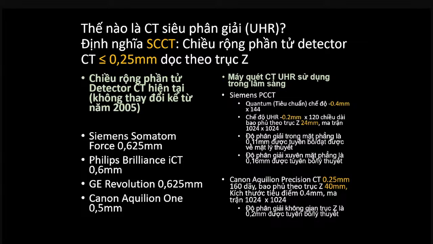The first is the Siemens photon counting CT, which can scan in a standard mode of 0.4 mm and ultra high resolution mode of 0.2 mm collimation width. But note the Z coverage is only 2.4 centimeters. Canon has a CT scanner called the Precision CT with 0.5 mm collimated detector width with 160 rows, and the Z coverage is 40 mm or 4 centimeters.